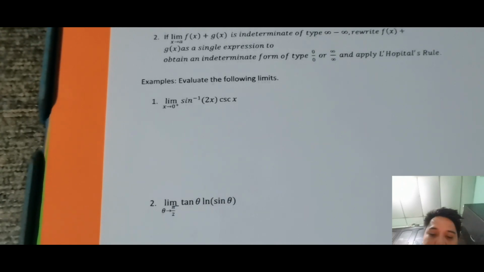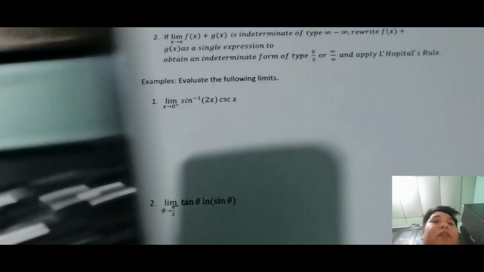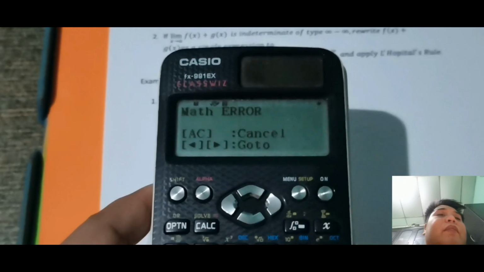Something. Ayun yung mga value na yun. 0.999. So, 2 times 0.9. 0.9. So, ito una ko. Arc sine. Okay, so error na agad. Ano ba yung error na yan? So, patasin nga natin sa 9. Error agad.